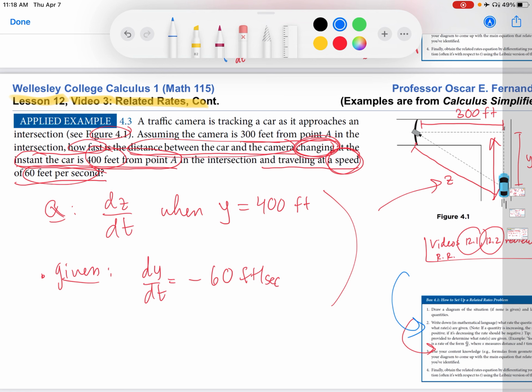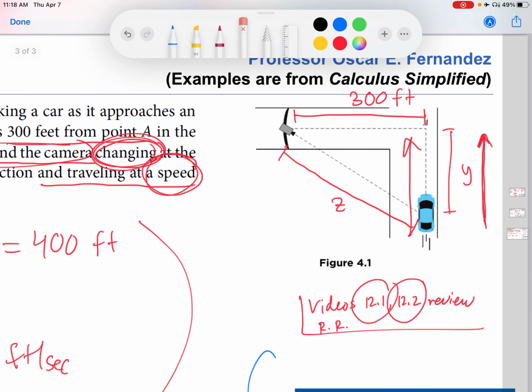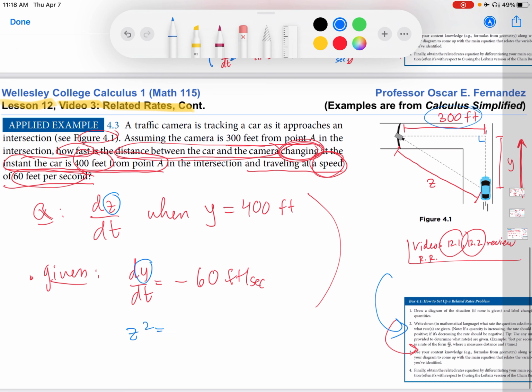We need an equation that relates z and y. So if we go to our diagram, we can now see that once again this turns into a geometry problem. So I have a right triangle here, and z is the hypotenuse, y is one of the side lengths, and we have 300 as the other. So Pythagorean theorem. I'm going to say z squared equals 300 squared plus y squared. And I could square out the 300, why not? Let's do that.